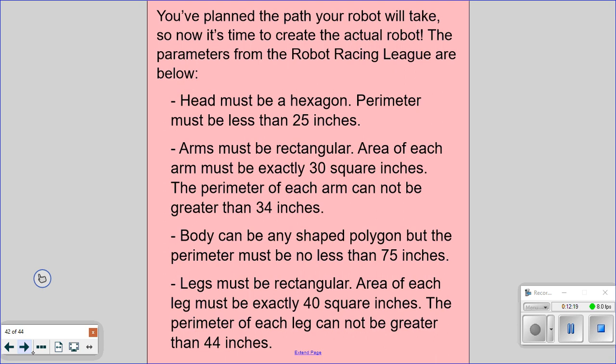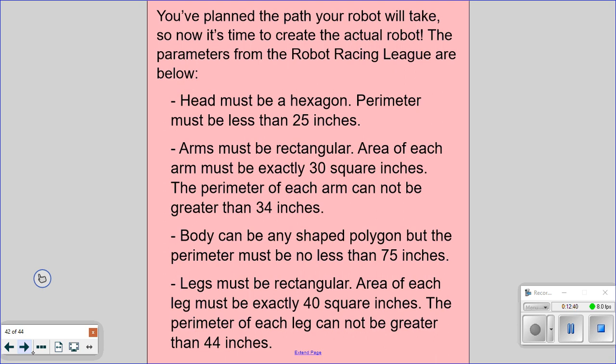There are some rules for that. The parameters, or the rules, from the Robot Racing League are below. The head of your robot must be a hexagon. The perimeter has to be less than 25 inches.